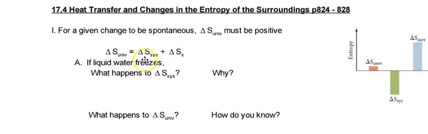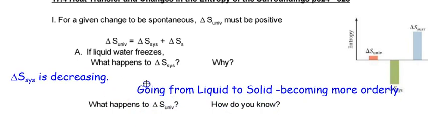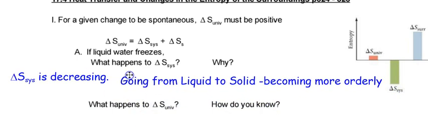So if liquid water freezes, that's my system. What's happening to the delta S of the system, going from a liquid to a solid? Hopefully you know it. Decreasing, that's right. Why is it decreasing? You're going from a liquid to a solid, becoming more orderly. So notice my energy bar is down in the negatives.